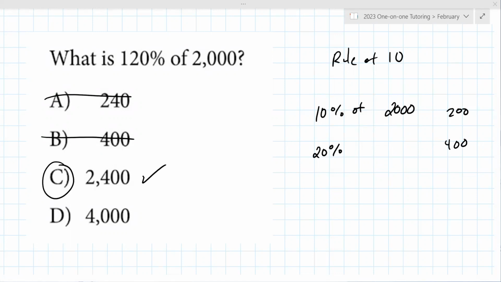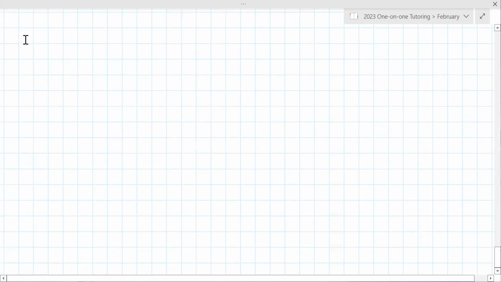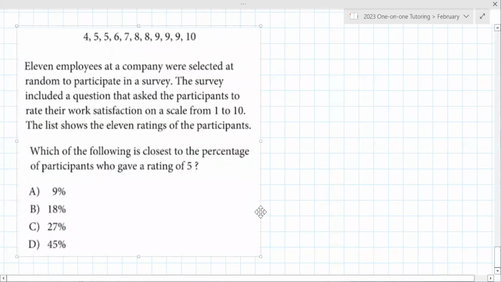Okay. All right. So here is another problem for you to look at. It's more like the one we did two problems ago. So take a look at that. I'm just going to step away for 30 seconds, but I'll be right back.